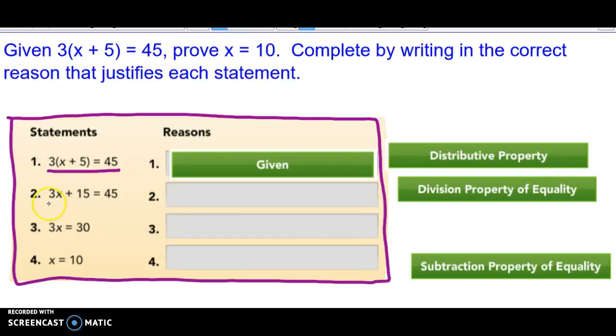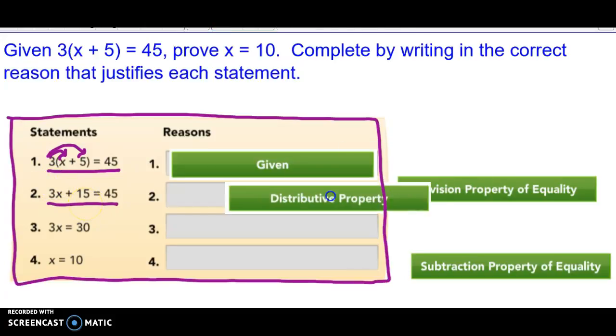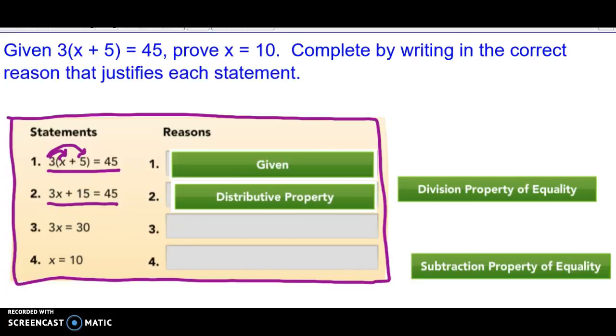Statement 2. Now we are saying that 3x plus 15 equals 45. Well, we need to think about logically, mathematically, how can we prove that? What do we know that proves that I can move from this first step down to this step? So I'm sure you are recognizing that what we have done is removed the parentheses to get to the second step, and we've done that by distributing here. We've multiplied the 3 across this expression to get 3x plus 15. So our reason to justify that statement is the distributive property. That tells me why that's true.